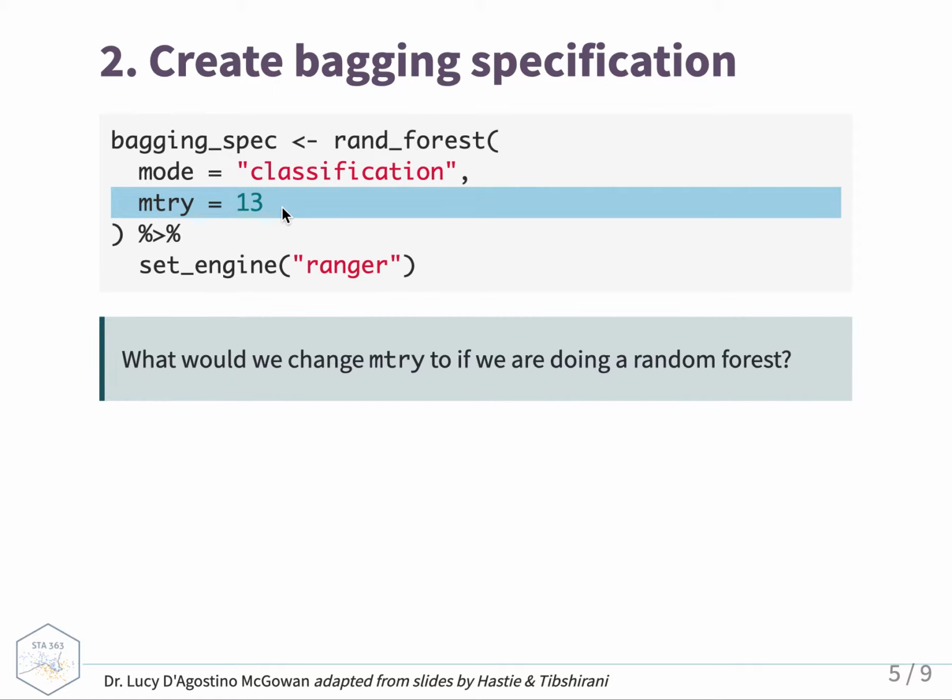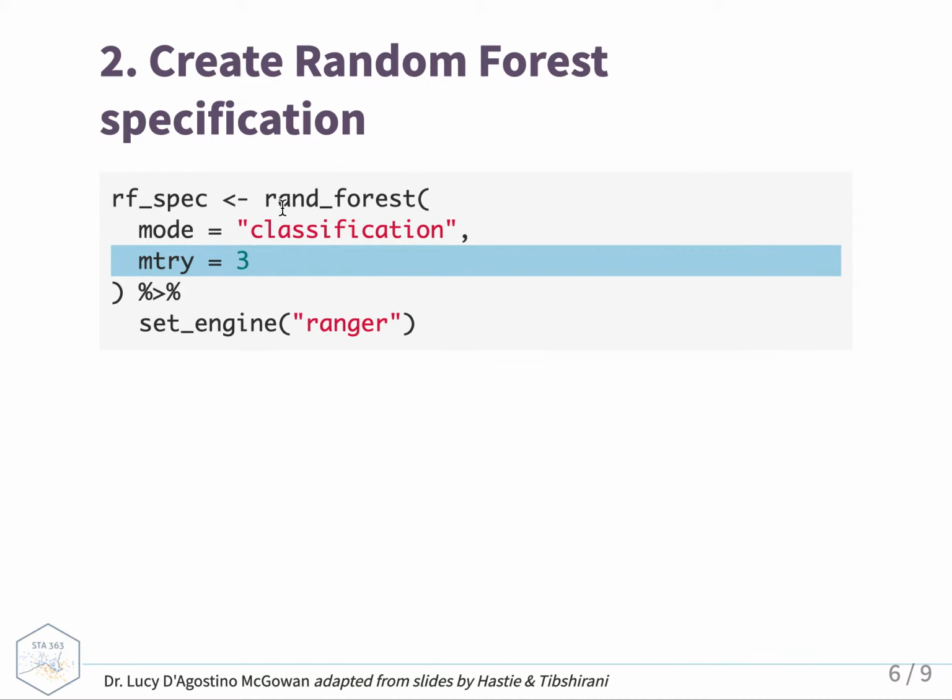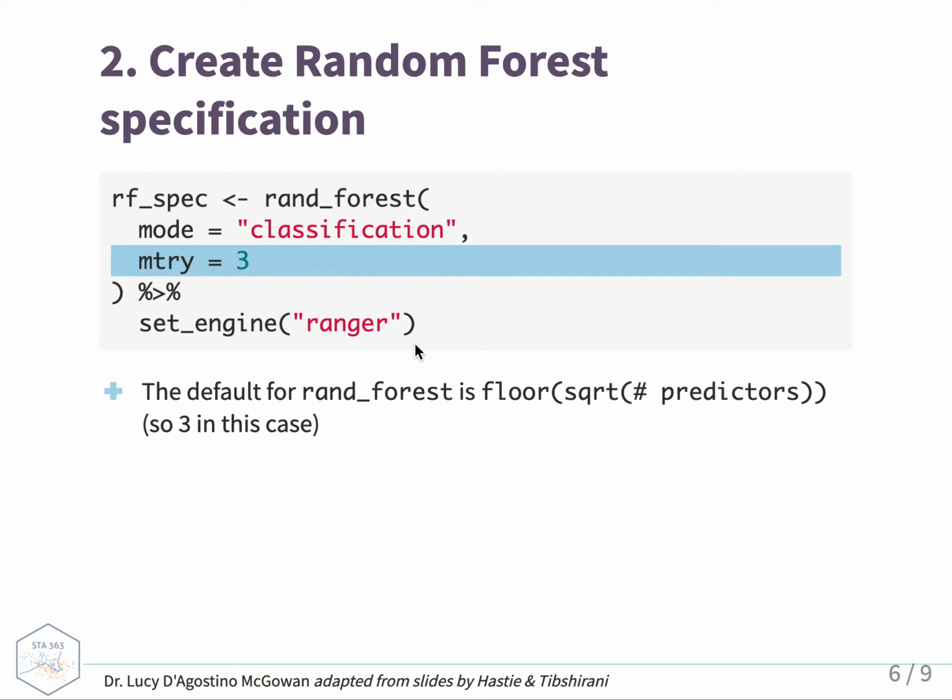Now what if we were doing random forest? What would I put there? I'm going to try 3 here. You would want to pick something that's close to the square root. So you would take the square root of 13 and approximately see what that's equal to. It's something between 3 and 4. Then I'm going to set the engine to be ranger. So this is how I'm creating the random forest specification. The default for the rand_forest function is the floor of the square root of the number of predictors, so in this case, the default is going to be 3 as well.